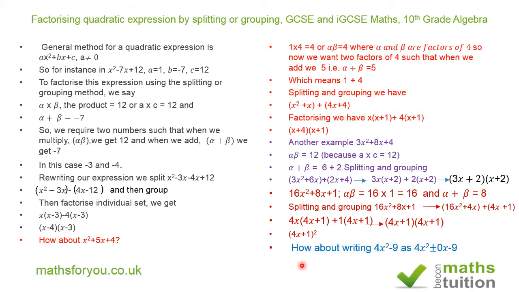Now, have a look at this one here. In this example, we want to factorize 4x squared minus 9. To use the method of splitting and grouping, I'm sure you can memorize this difference of two squares, but just to make sure that you understand splitting and grouping, if you write 4x squared minus 9 as 4x squared plus 0x minus 9 or 4x squared minus 0x minus 9, you should get the same answer. I hope you try that yourself.